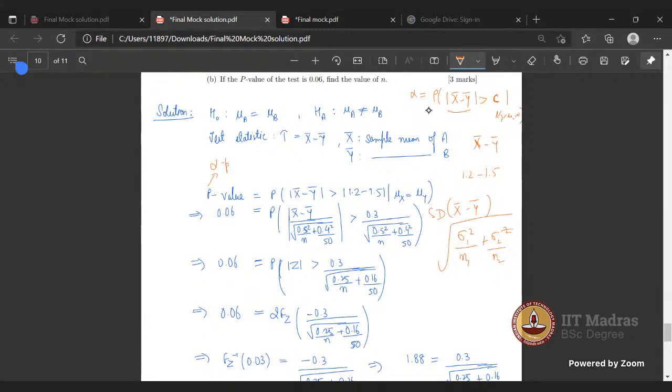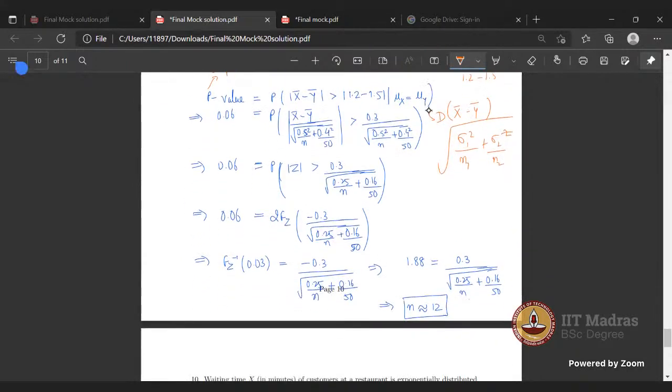So sigma 1 square is 0.5 square, and you had taken n samples from there. And for bottle B, you had taken 50 samples. So in place of n2, I have written 50, and 0.4 square upon 50. Similarly, you will have to divide on the right hand side. Once you do it, you get your Z, mod of Z. So the probability that mod of Z is greater than 0.3, whatever you have over here.